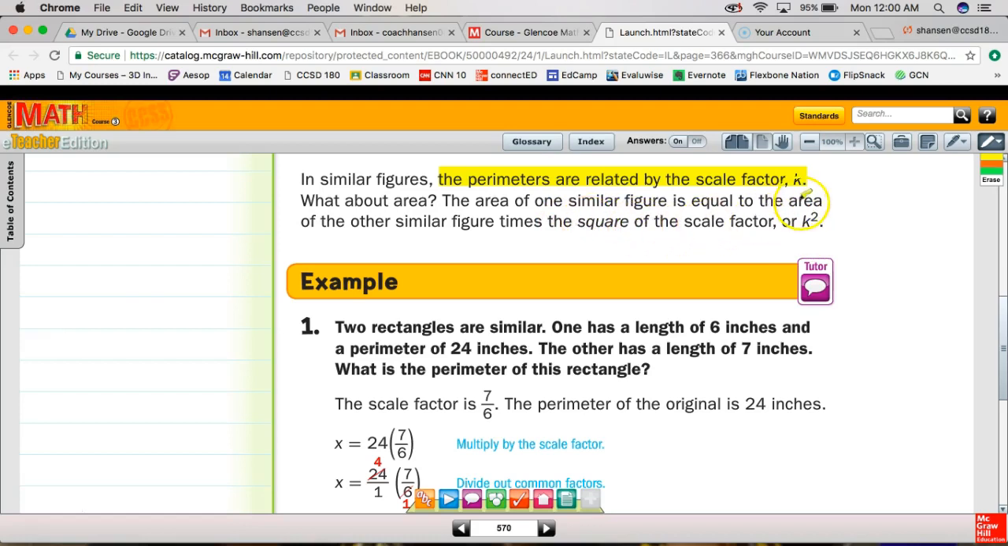Area of the other similar figures is k squared. Perimeter is k. Perimeter equals k. I'm not saying the value of the perimeter, I'm saying the change in the perimeter. So if the figure is decreasing by a half, a scale factor of a half, as you saw on the previous page, that means the perimeter should also be decreasing by a half. Scale factor is a half, perimeter decreases by a half.